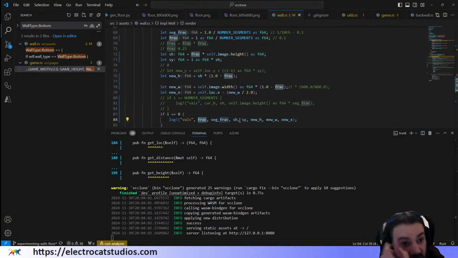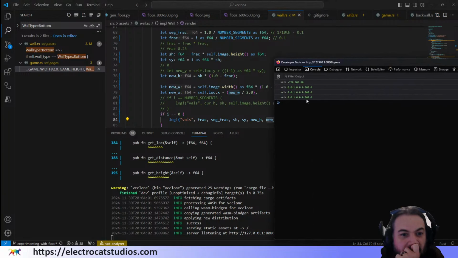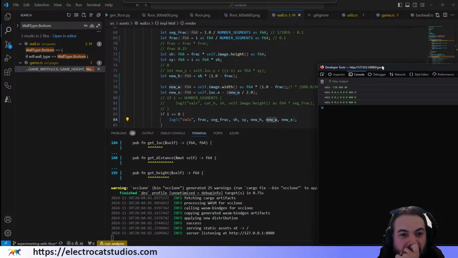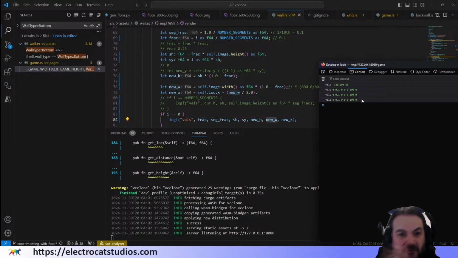Yes, that's correct. So the new W is 800, that's correct. I'll just put the values back on here. Yeah, it's 800, that's correct. The new X is 0, yep, that's right. So the start, the new height is wrong.